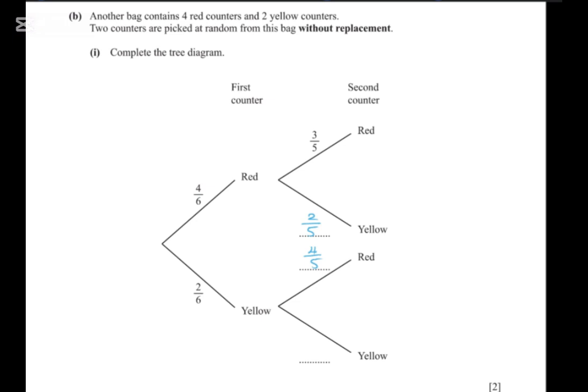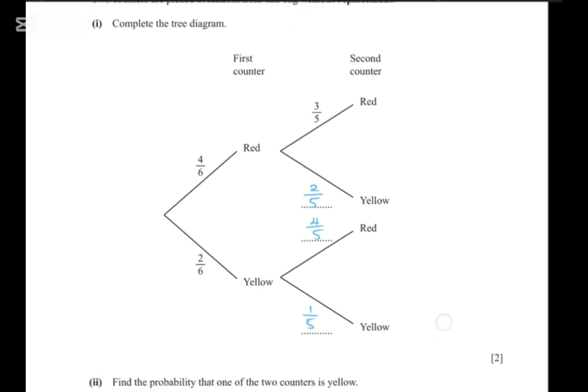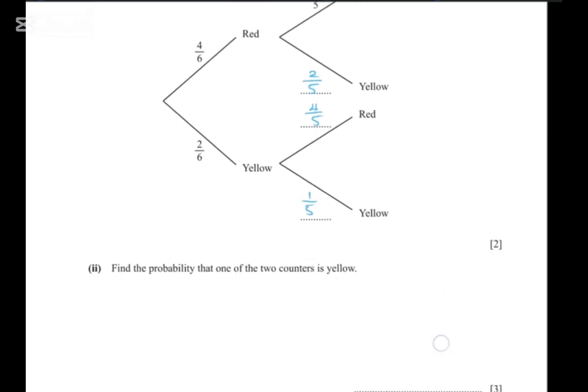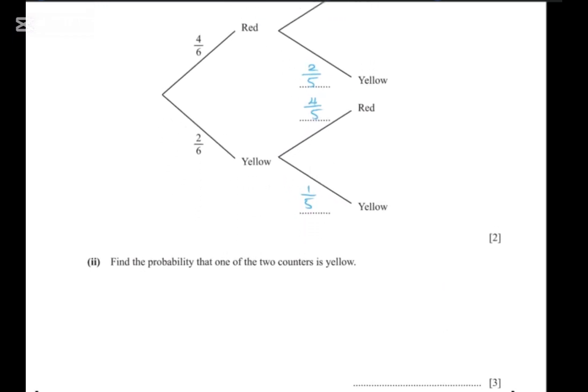Then when the yellow counter is picked and the next counter is yellow, the probability will be 1 out of 5, 1 by 5. So this is the probability of yellow counter in the second pick. So this is done, the tree diagram is done. Next question is, find the probability that one of the 2 counters is yellow.